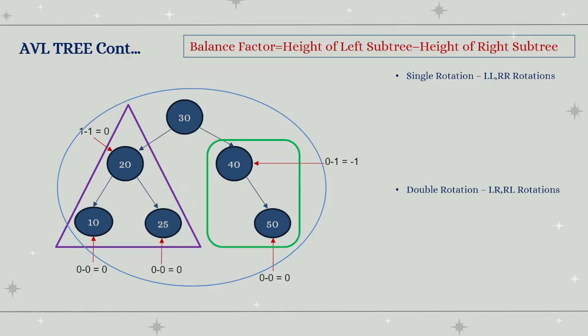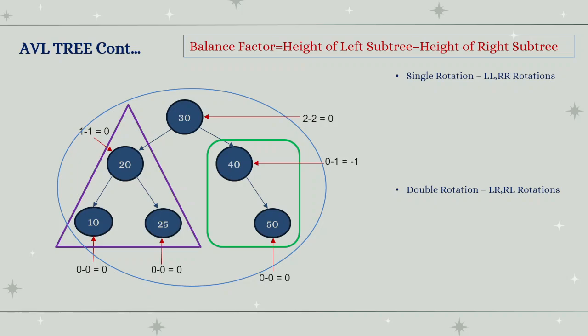Finally, for the root node 30, the left subtree has a height of 2 from node 20 and the right subtree has a height of 2 from node 40. Therefore, the balance factor of the root node 30 is 2 minus 2 equals 0.